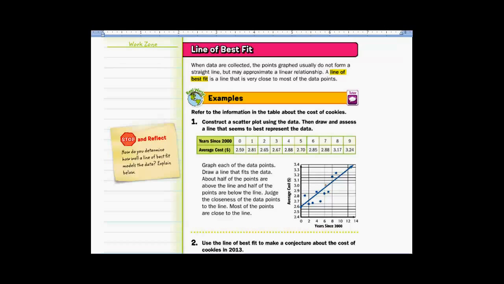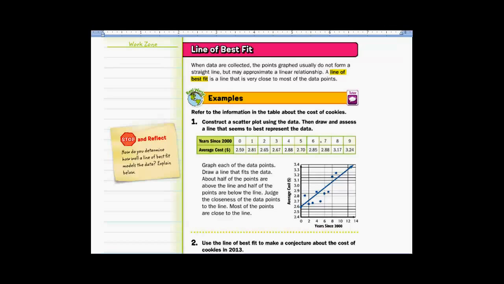All right, so example 1, refer to the information in the table about the cost of cookies. Construct a scatter plot using the data. So they just plotted these points, 0, 2.59, 1, 2.81. They plotted all of these data points. It says graph each data point, draw a line that best fits the data.